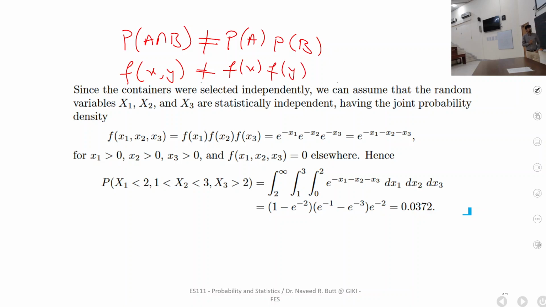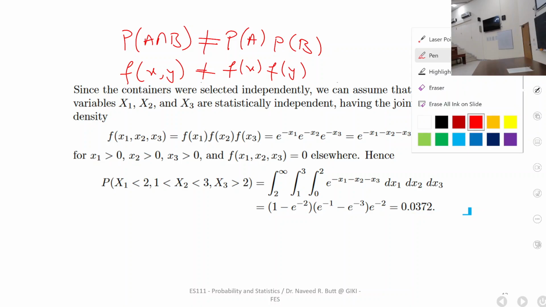Okay, is f(x,y) equal to f(x) f(y)? No. Only when you know it. But once you know it's independent, things become very easy because then they are separable. This is what we call separable. So once they are separable, each has its own function. Just put that here as we did. Now you're looking for ranges. So ranges in continuous case, how do we find them? By integration. In discrete case, how do we find them? By summation. So it's a matter of simple integration to get the solution here.